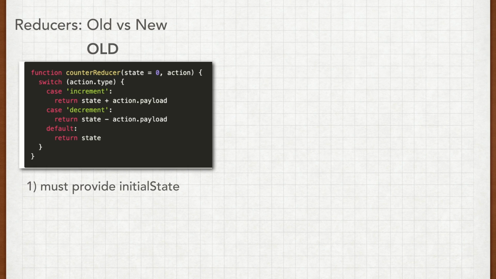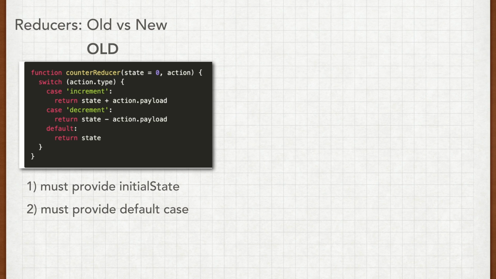And here we have the counter reducer example again. So notice first, we must provide an initial state. Do you see the state equal to 0 in the parameters? That's very easy to forget about, but we must have that. Otherwise, we will run into errors. Number 2, we must always provide a default case to our old reducers. So that's just a default return state.